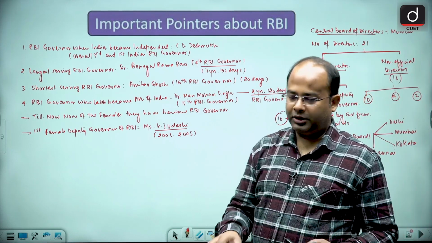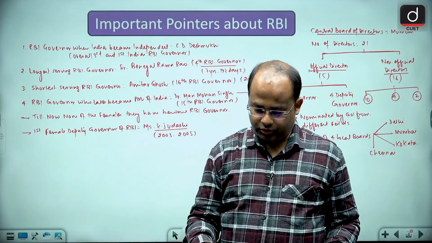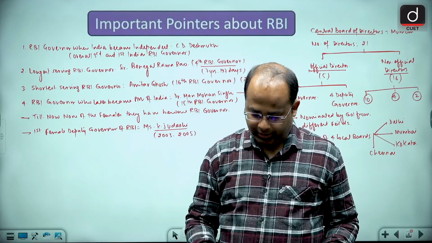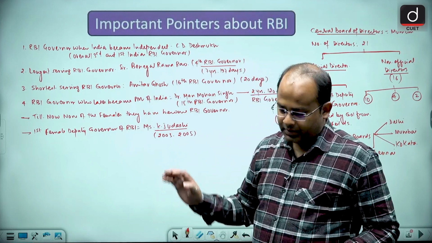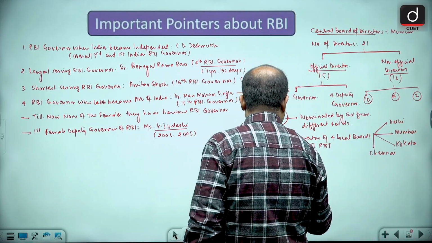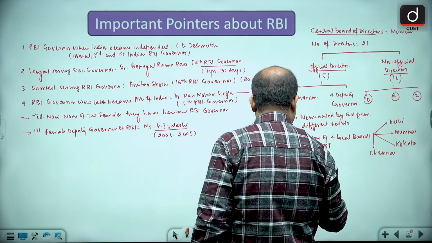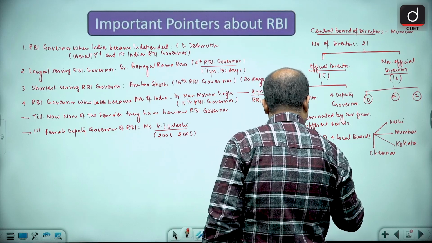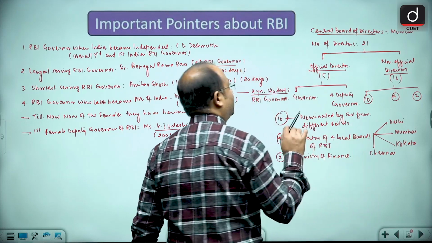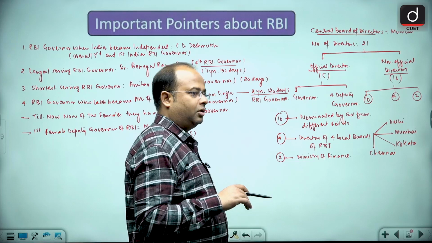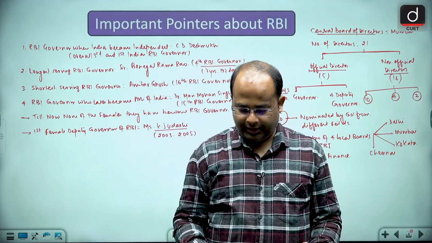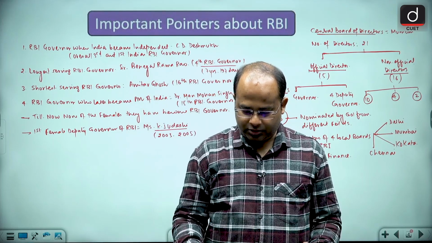So Delhi, Mumbai, Kolkata, Chennai, these are the 4 local boards of RBI. The directors of the 4 local boards of RBI are non-official directors, and 2 are appointed by the Ministry of Finance. So these are the Central Board of Directors, and this is called the brain of the Reserve Bank of India. Is that clear to all of you?